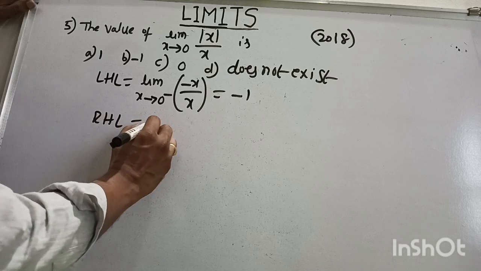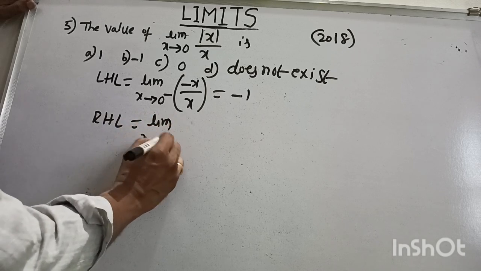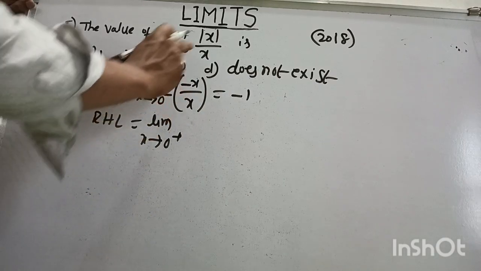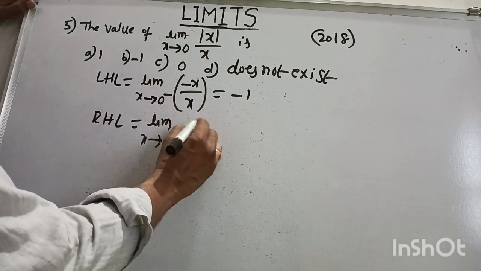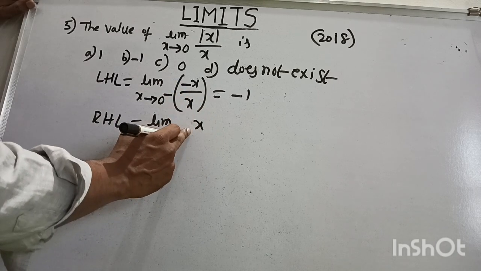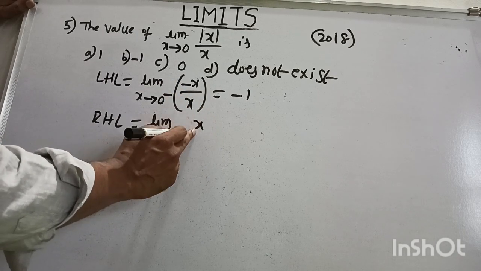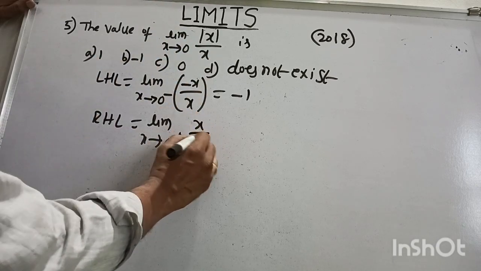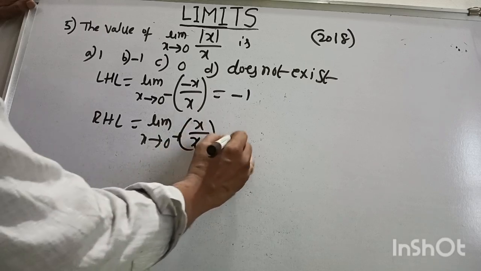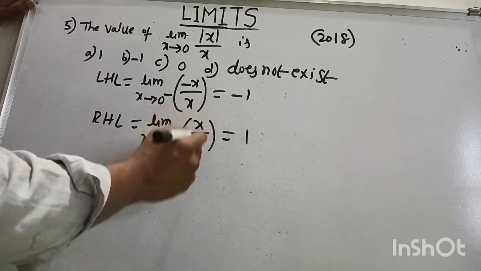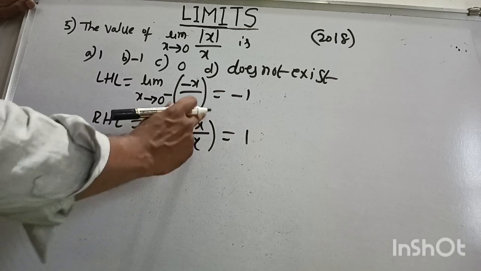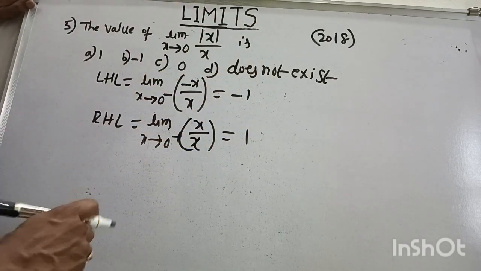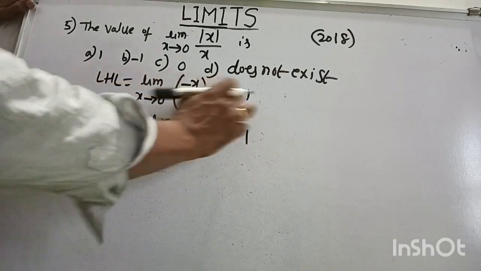Similarly, find the right hand limit value. Limit x tends to 0 plus. For the right hand limit, mod x is equal to x, and for the left hand limit, mod x is equal to minus x. So x divided by x is 1. Limit x tends to 0, 1 is equal to 1, and limit x tends to 0, minus 1 is equal to minus 1. The right hand limit is 1, the left hand limit is minus 1.